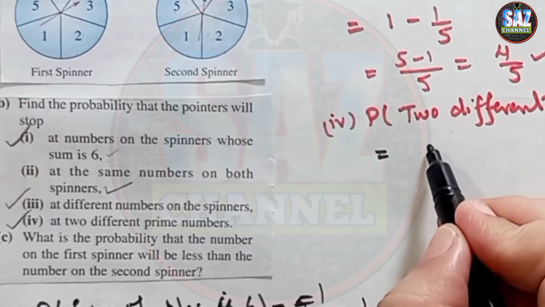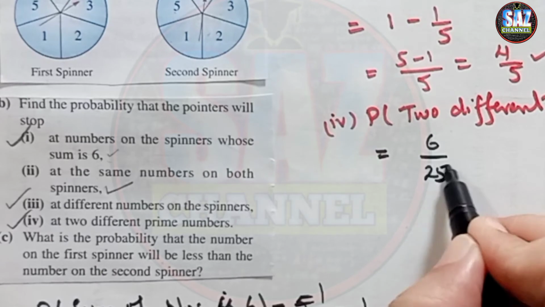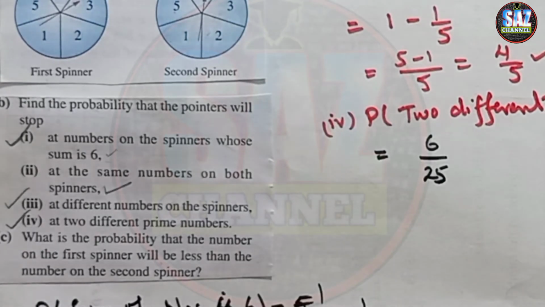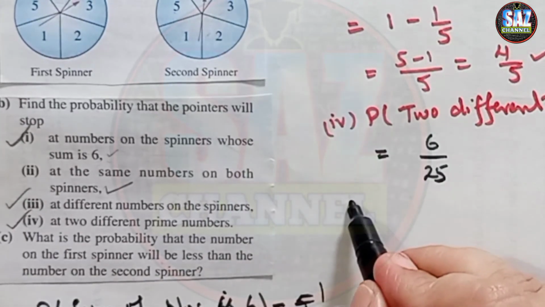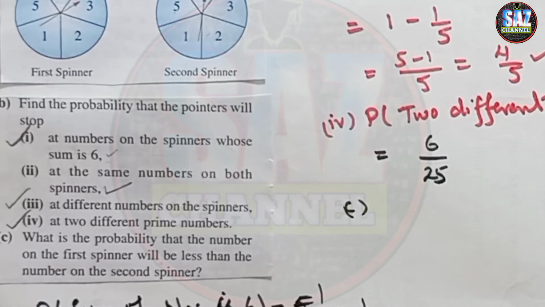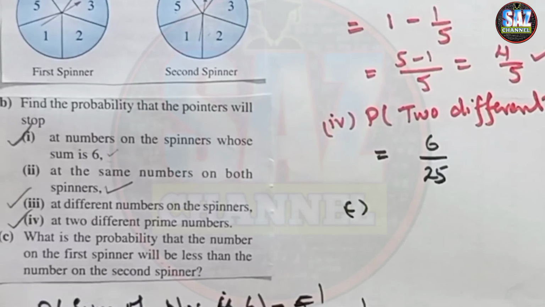I hope you are really clear how we are finding that on both spinners, on both cards, the number has to be prime. Now moving to the last part, that is the C part. What is the probability that the number of the first spinner will be less than the number on the second spinner? Let me remove the previous part so that I can encircle the things for the second part.